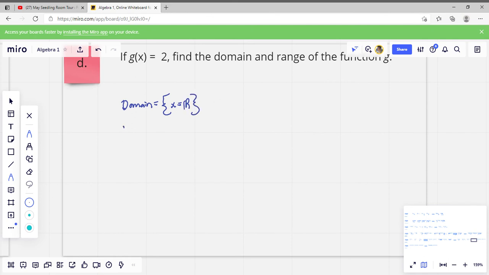And then our range, all right, y or g is always going to equal 2. Okay, so our range is 2. No matter what we put into this function, we're always going to get 2 out of it.